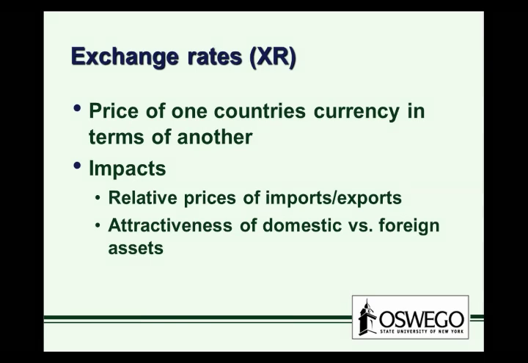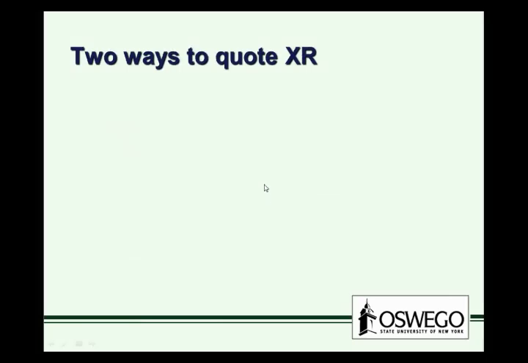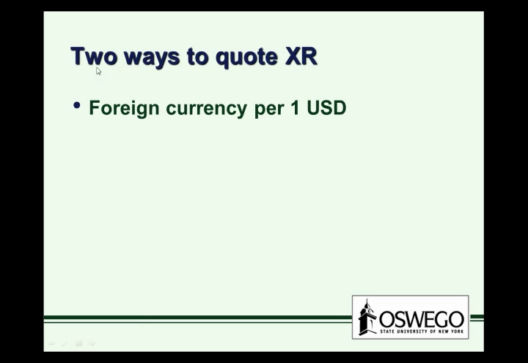So, for example, the demand for assets in the United States, such as United States Treasury bonds or company stock selling in the United States, one of those factors is going to be the exchange rate between the United States dollar and other currencies around the world. There are two ways that we quote exchange rates, and it depends on the specific currencies we're talking about. So, one way is the foreign currency per one US dollar. And a lot of our major trading partners are quoted this way.